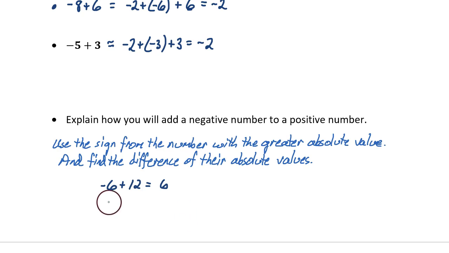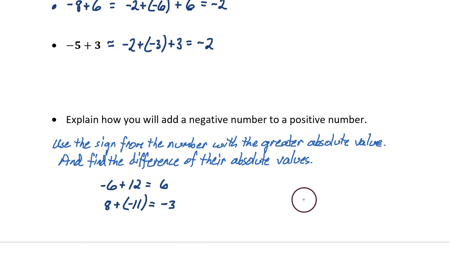Or think about this example. 8 plus -11. -11 has the greater absolute value between an 8 and a -11, so the answer is negative. The difference between 8 and 11 is 3.